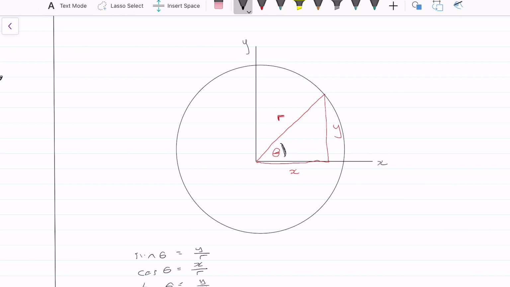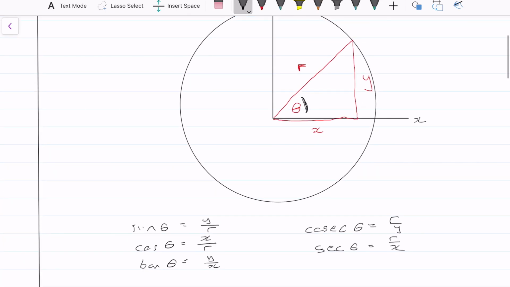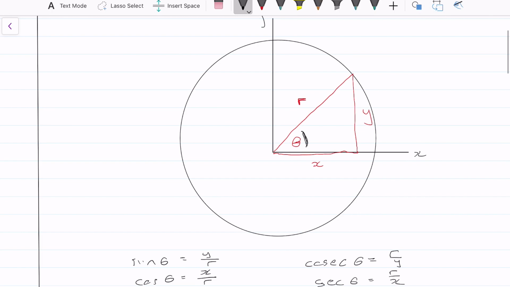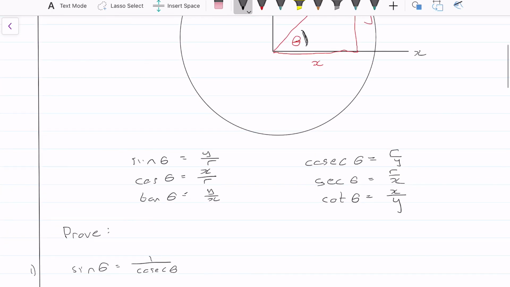And then the opposite of this, or the 1 over sine, is cosec theta, which is r over y. Sec theta is equal to r over x, and cot theta is equal to x over y. These you should learn, and you should be able to pretty much write them on demand. Now we can get into the question.